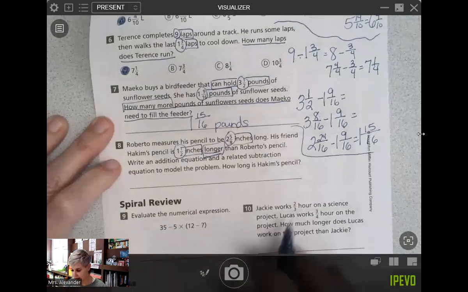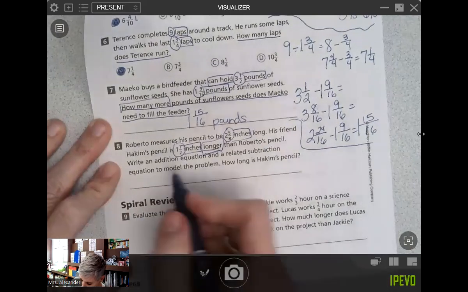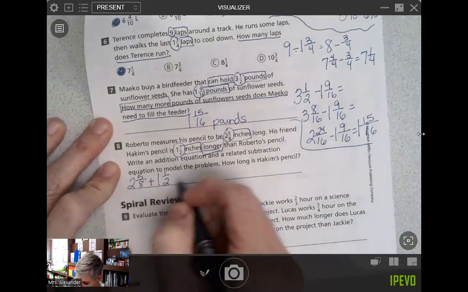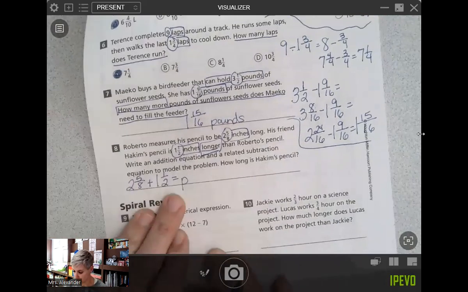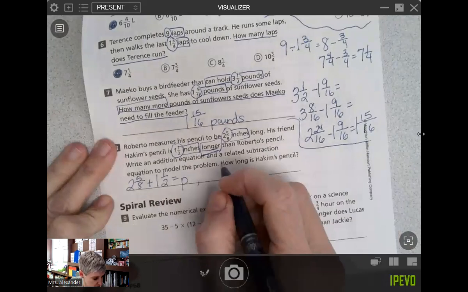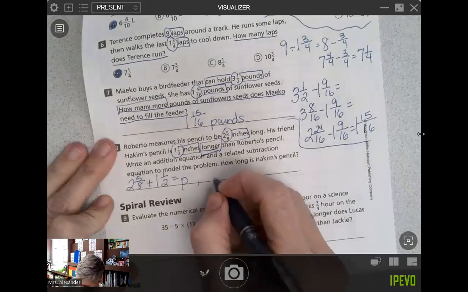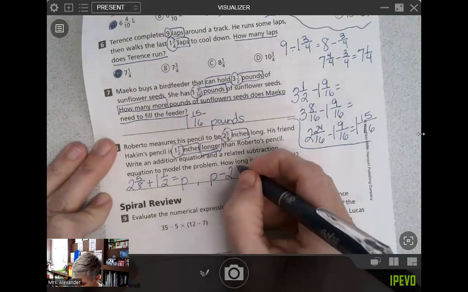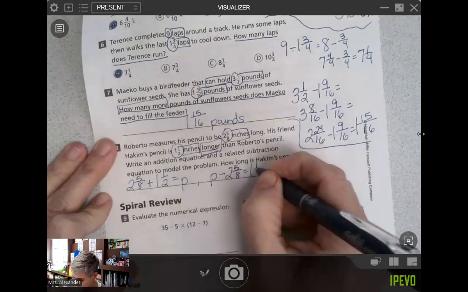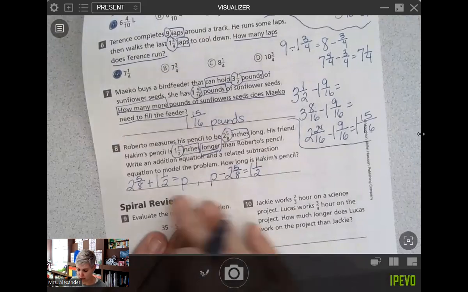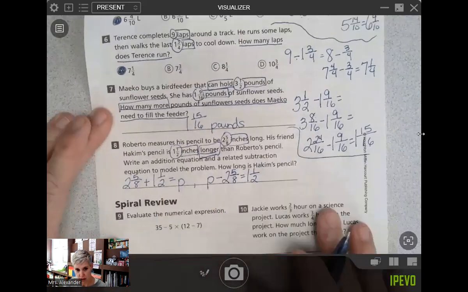Our addition sentence, what could we say? Well, we're looking for the length of the pencil. So if it's 2 5/8, that's Roberto. Hakeem's is 1.5 inches longer. That's going to equal his pencil. A related subtraction problem, could we say, well, I know Hakeem's pencil is the longer one, and I take away the length of Roberto's pencil, that's going to leave that 1.5 extra, right? So there are a couple of different possible solutions here. Those are 2.